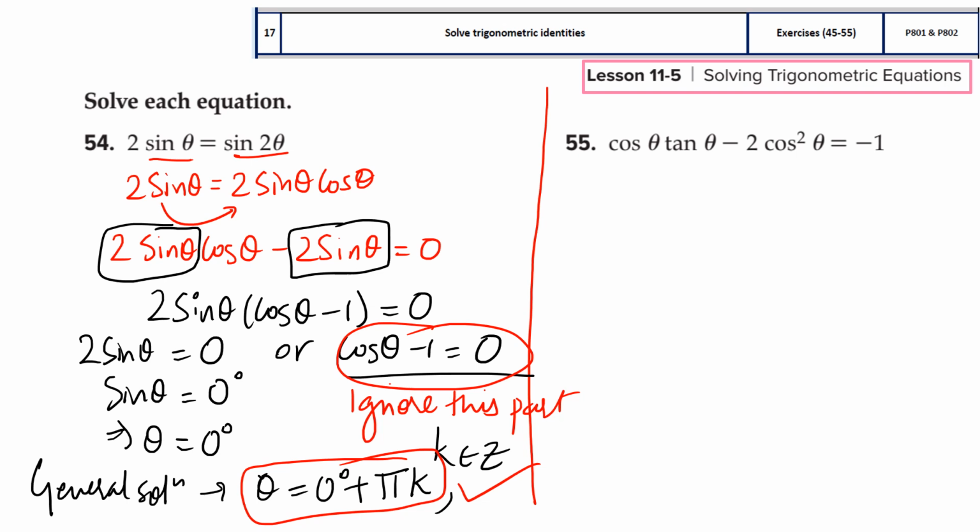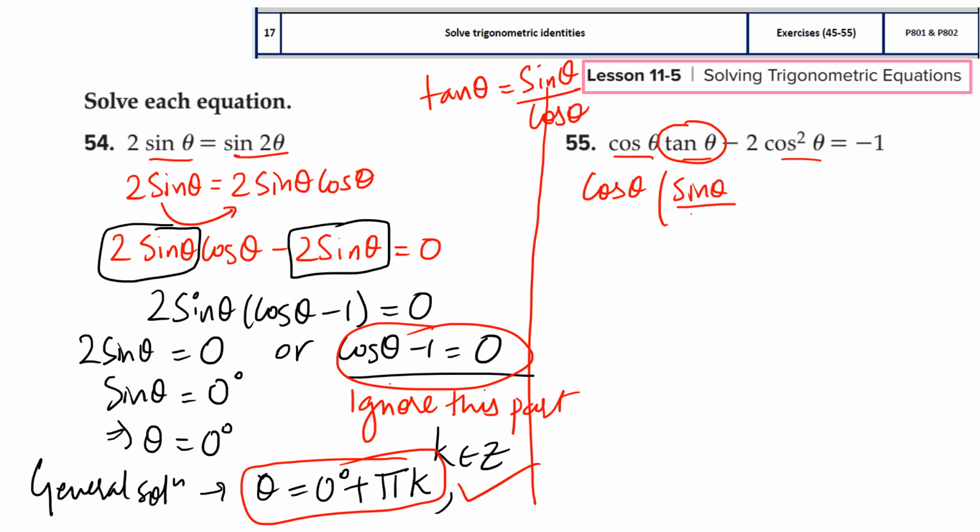Let's solve this one. Now here if you see, there are so many different ratios: cos, tan, cos square. So we'll try to convert everything into one. So let's convert everything into sine and cos. So I use the quotient identity: tan theta is equal to sine over cos. So I will put tan theta as sine theta divided by cos theta. And when I do that, some cancellations are going to happen. And here in place of cos square, I will put 1 minus sine square theta, the Pythagorean identity.